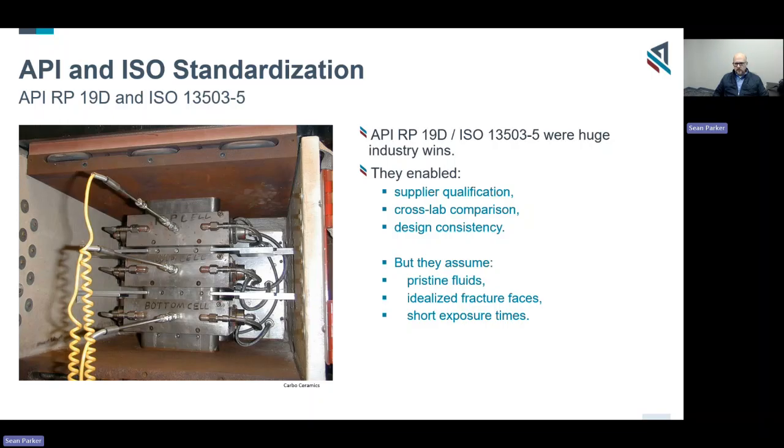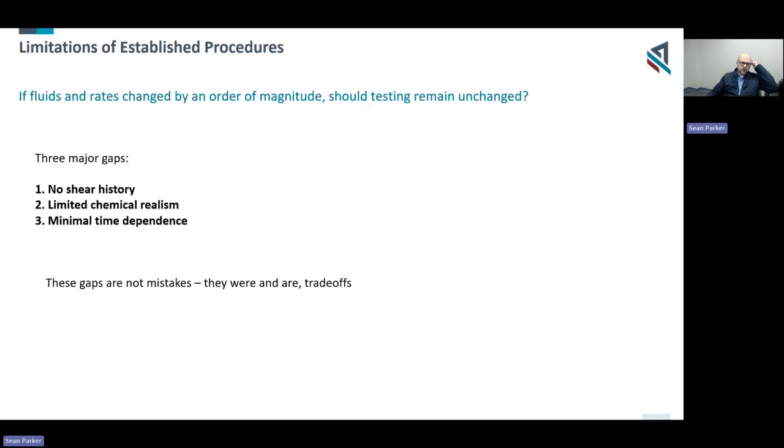But all of these still are assuming that our fluids are, I have it labeled here as pristine, for lack of a better word, but I would say undamaged. The fracture faces, we're still using the Berea sandstones in most cases. Sometimes we'll actually use shales. But more often than not, it is that smooth surface and a relatively short exposure time that we're not really capturing what is occurring downhole. So there's these major gaps.